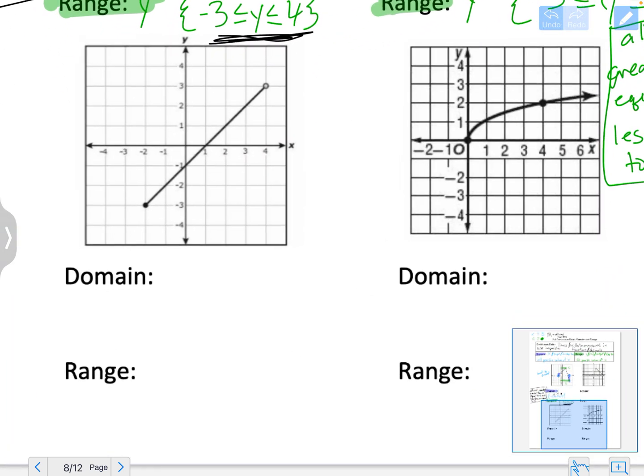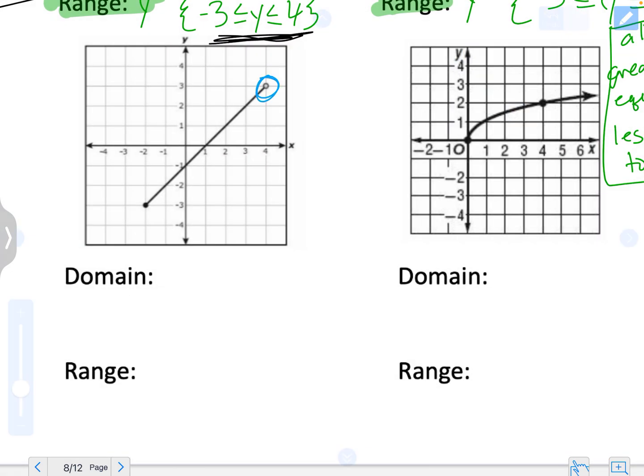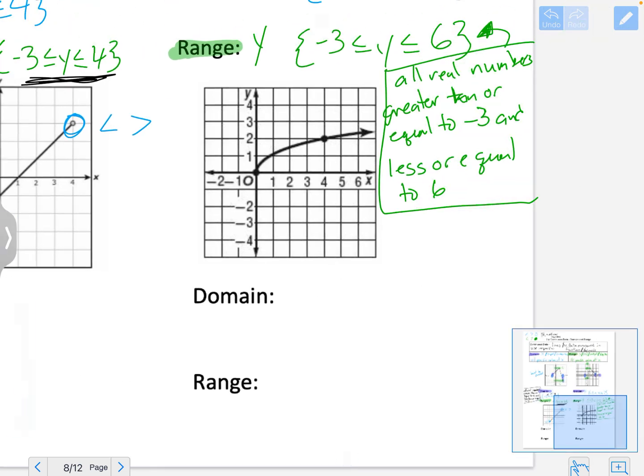All right, so I want you to do this one on your own, and I'm going to draw your attention to, we have an open circle here, so we're going to use either less than or greater than, and we have a closed circle here, so it's going to be less than or equal to or greater than or equal to. I want you to try that one on your own and check it with your class notes.